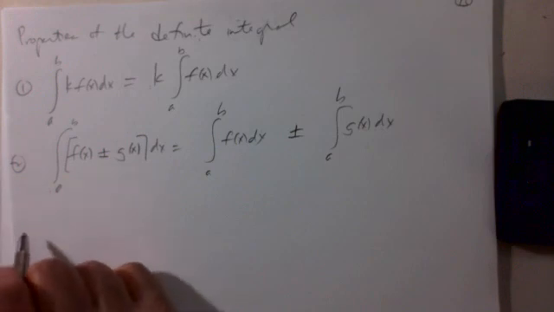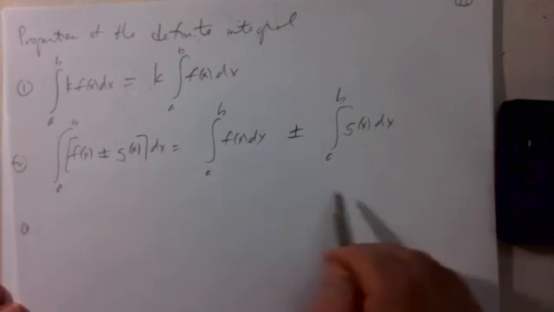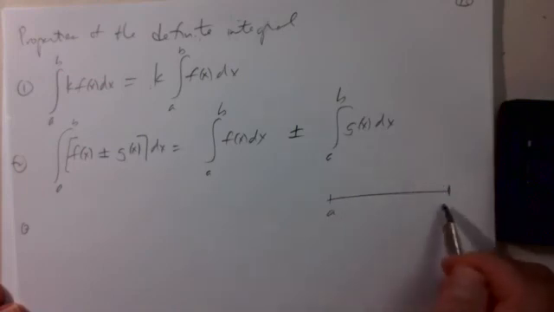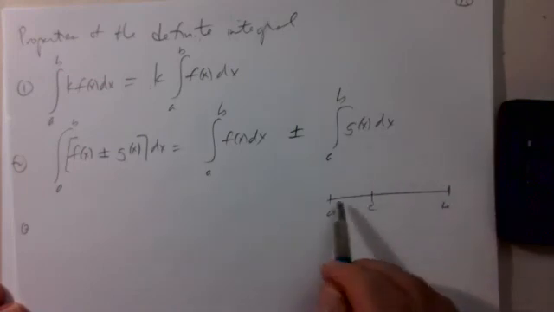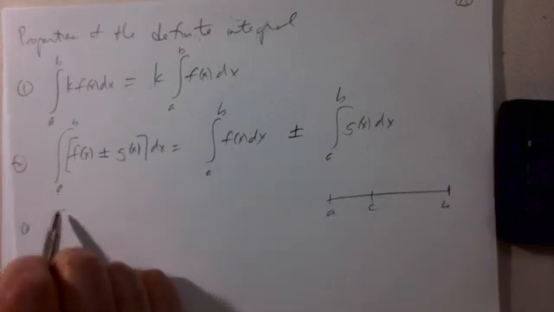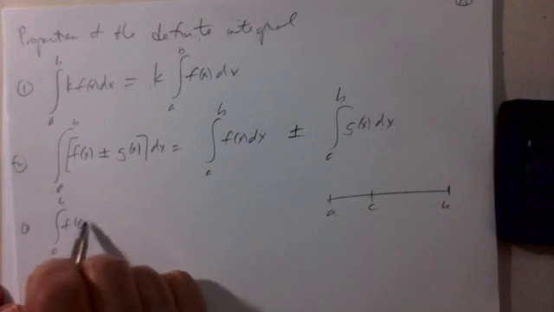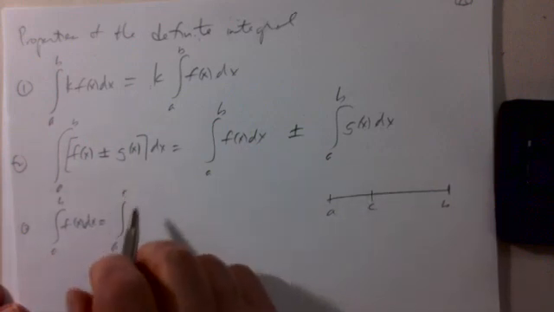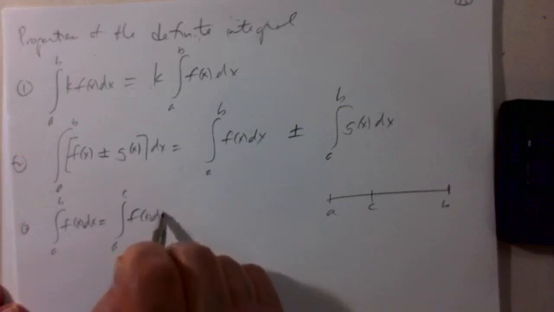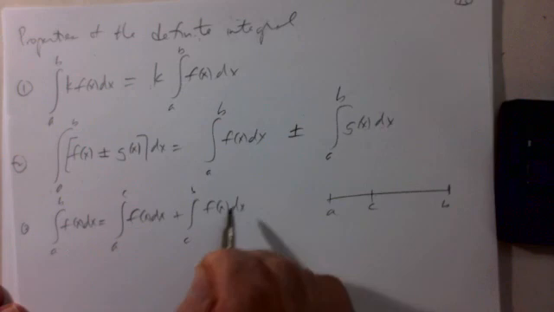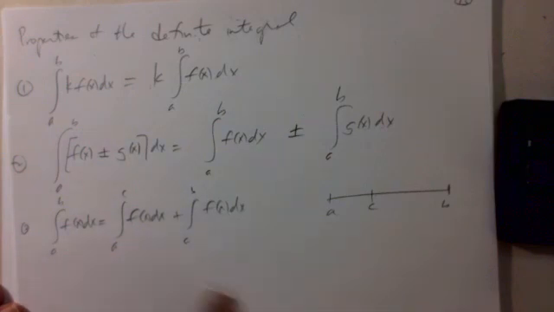If you take an interval from a to b and you divide it into two parts, so you have a to c and c to b, the integral from a to b of f of x dx is the integral from a to c of f of x dx plus the integral from c to b of f of x dx.